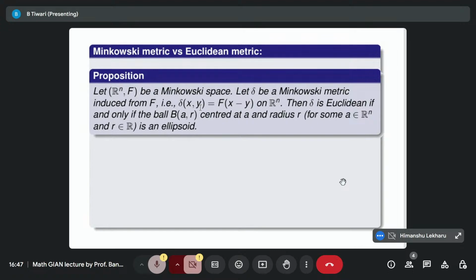and let delta be the Minkowski metric induced from F, that is, the distance between two points x and y is defined by F(x minus y) on R^n. Then delta is Euclidean if and only if the ball centered at any point A with any radius r is an ellipsoid. So in fact, a necessary and sufficient condition for the distance induced by this Minkowski metric to be Euclidean is that the ball centered at any point, and in fact you can take your point as the origin, with any radius, is an ellipsoid.